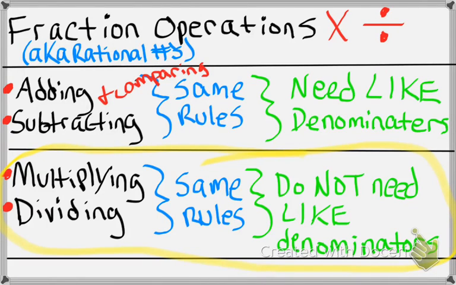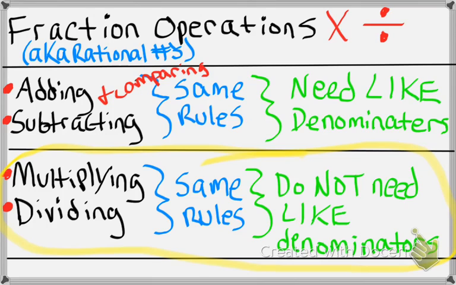For the last part of our mini-series on rational operations, which is fraction operations, we're going to talk about multiplying and dividing fractions. The good news is, of the two, this is the easier one. In the last video, we talked about how to add and subtract fractions, both with like and unlike denominators. Now we're talking about multiplying and dividing.